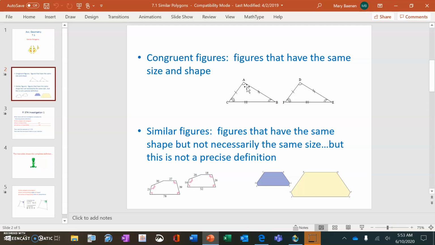We also have a definition for similar figures that is not precise either. These are examples of similar figures here and here. They are figures that have the same shape, you can see that, but not necessarily the same size. But this is, again, not a precise definition.